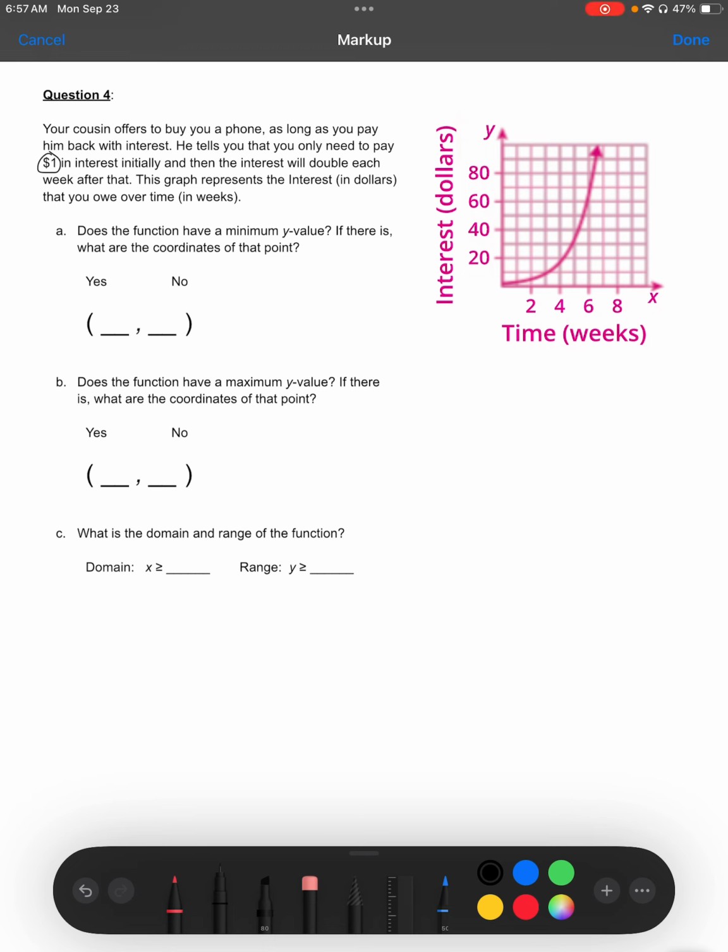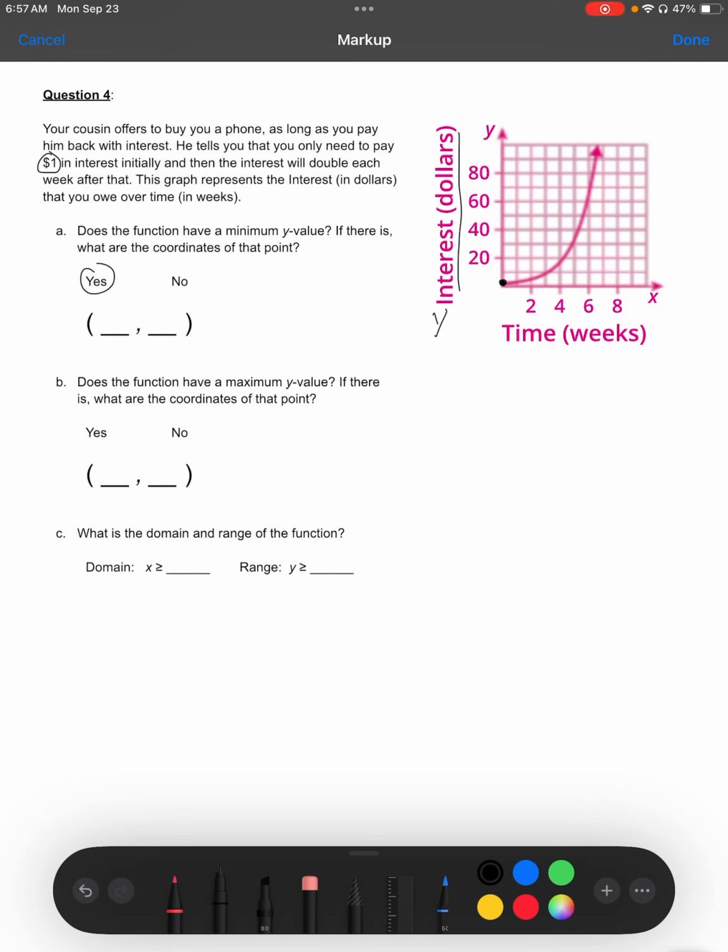The first question is, does the function have a minimum y value? If there is, what is the coordinate of that point? So the y values are going to be our dollars. These are the y values. Does this graph have a minimum y value? That would be the lowest this graph goes. If I look down here at the bottom of this graph, right there, the graph does not go any lower. That's the lowest this graph gets. So it does have a minimum point.